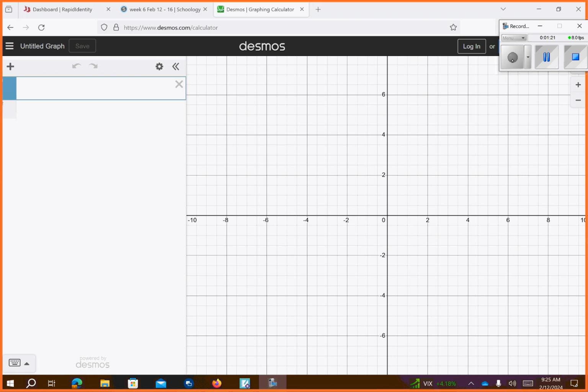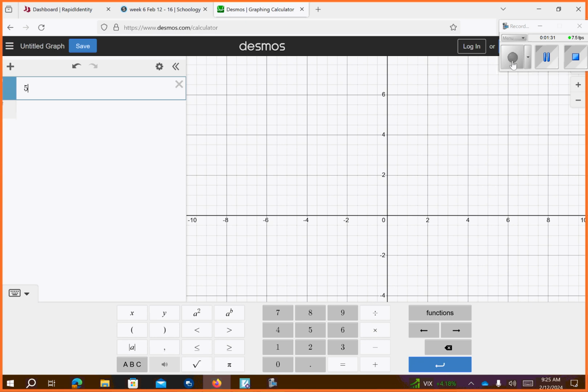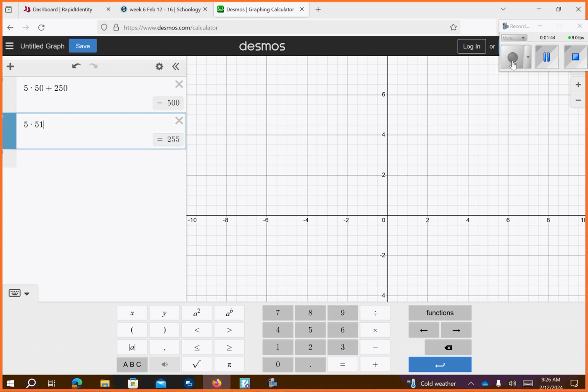Then find the difference between doing 50 versus 51 units. Okay, what I can do there is just use the calculator: 5 times 50 plus 250, and then 5 times 51 plus 250. So a $5 difference. What does it represent? It costs you $5 more to create one more item. Okay.